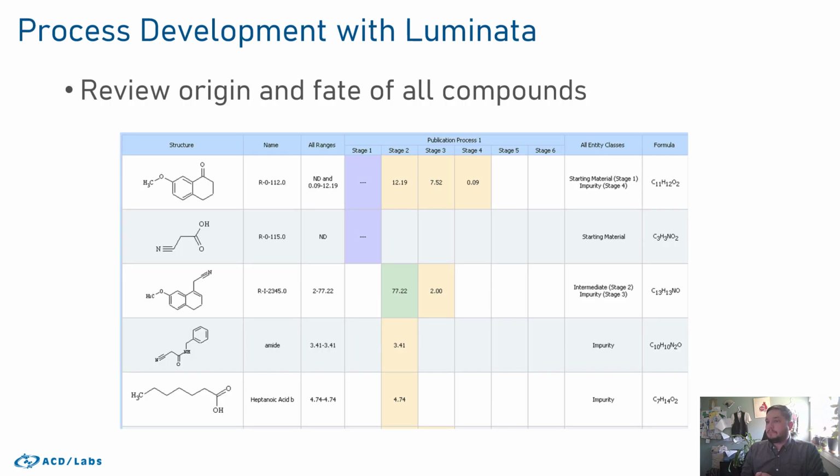When we're looking at the origin and fate of compounds, you can see the original compound here, and then as we go through the set of stages, this is the starting material, the concentration decreases. It starts at very high, of course, but then it goes down to 0 by the time we reach stage 5. So that allows you to have the confidence of saying, hey, we've eliminated all of this. It's all been either converted to something else, or it's been purified out. So you have the confidence to know that you've done your controls properly.